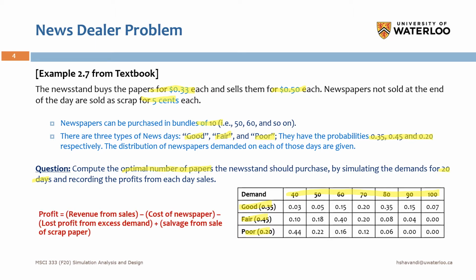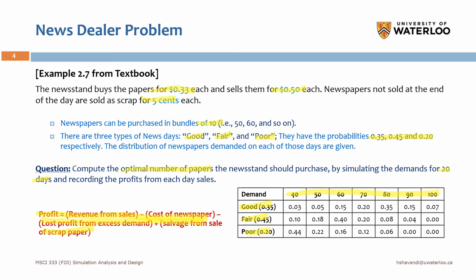And our objective function here, in order to optimize the number of papers, is maximizing the profit, right? And the profit is calculated by this relation. So we have a revenue from sales, right? And all newspapers are purchased for 33 cents, right? So we have the cost of newspaper, and we have lost profit from excess demand.